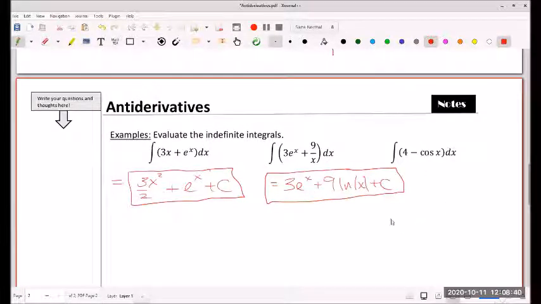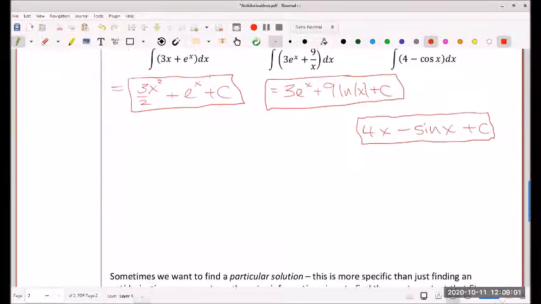And then for the third one, the antiderivative, or the integral of 4, is going to be 4x. And then for negative cosine of x, we'll have negative sine of x, because the derivative of sine of x is cosine of x, right? And then we also have the plus c. So those are the answers for those problems.